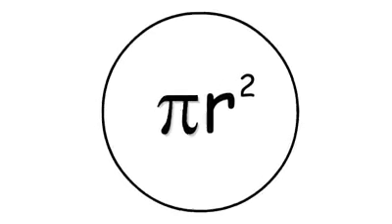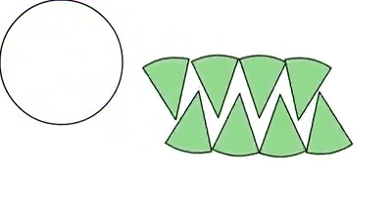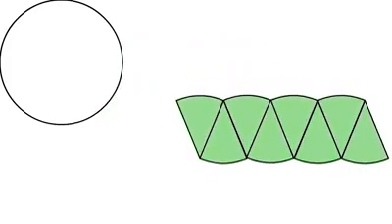Pi r squared gives you the area of a circle. But where does pi r squared come from? First, we'll draw a circle and fill in its area. Next, we will divide it into large equal parts and arrange them in a rectangular formation.